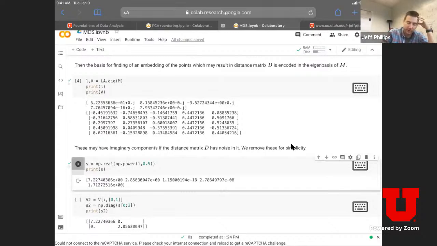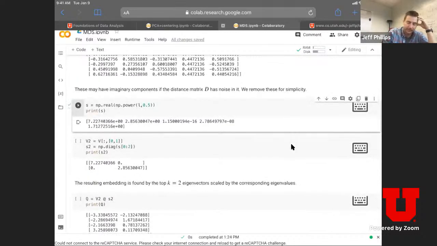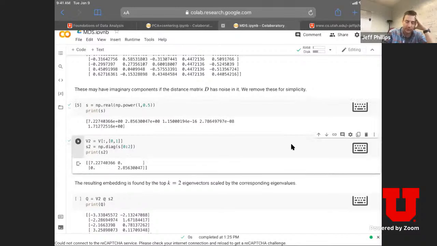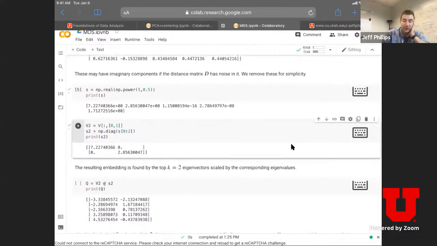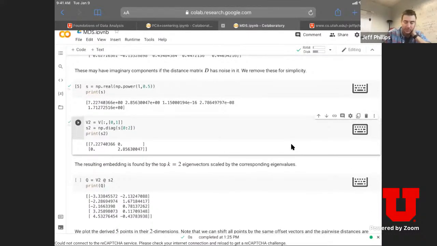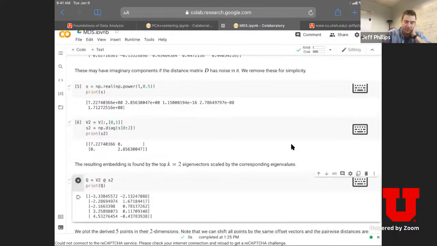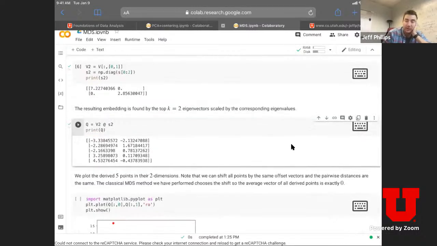Okay, so let's go see this V2 and S1, right? So this is the matrix. Oh yeah, this is the S2 matrix, the singular values. I've taken the top 2 components here, and now I multiply them together to get Q. This gives me a representation of each of the data points. The first data point has coordinates -3.3, -2.1, right? And the second one, -2.2, 1.6, right?